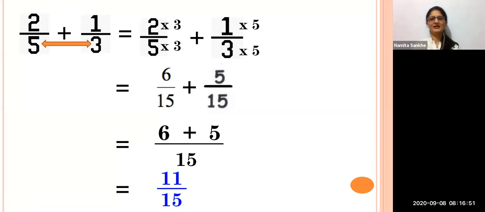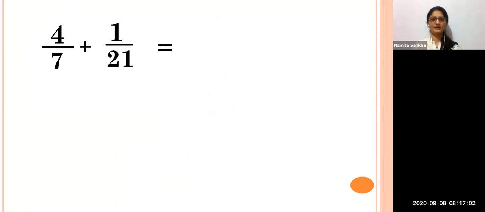Okay, children? Let's see one more example. 4/7 + 1/21 is equal to. Now, look at the denominators first. They are different. Now, what to do now? You tell me. How to create a common denominator? What can we do to create a common denominator? Do you see any connection between 7 and 21?